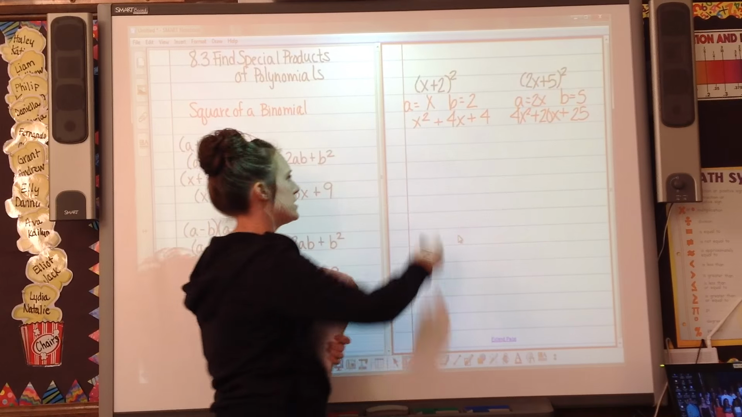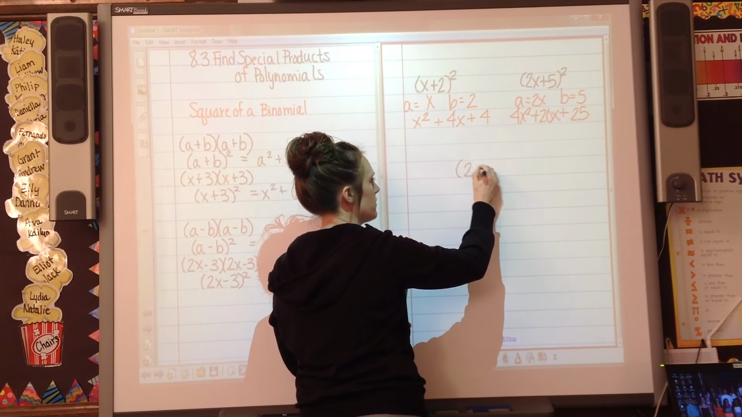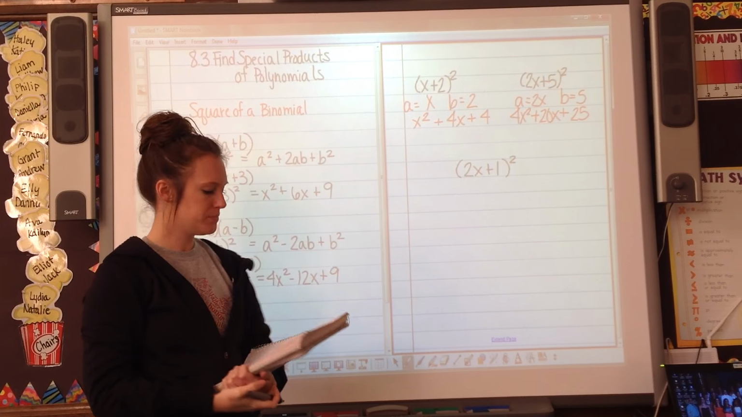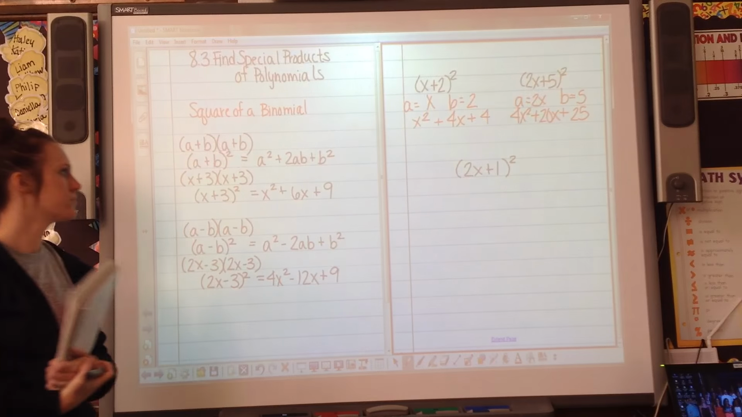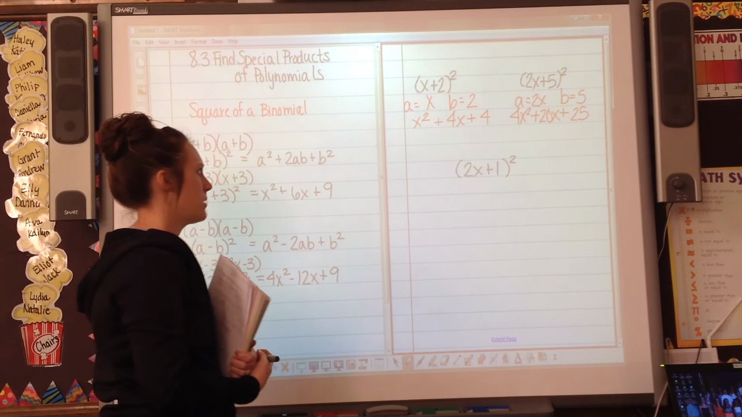Try the quantity 2x plus 1 squared. Push pause, try that now. Those were all addition problems, so now let's try some subtraction problems.